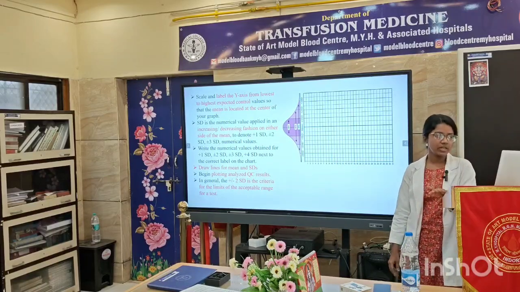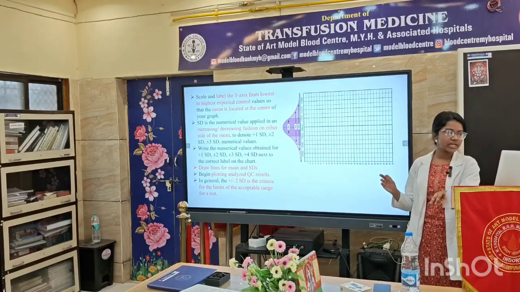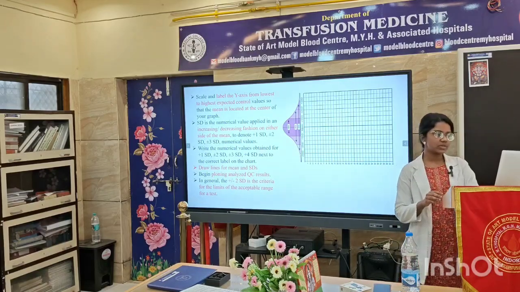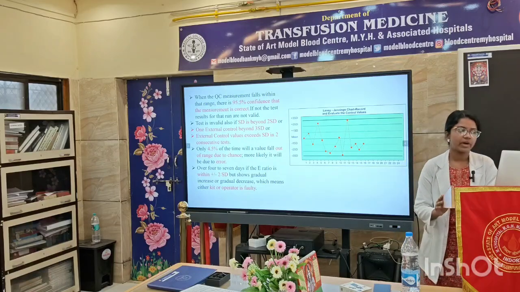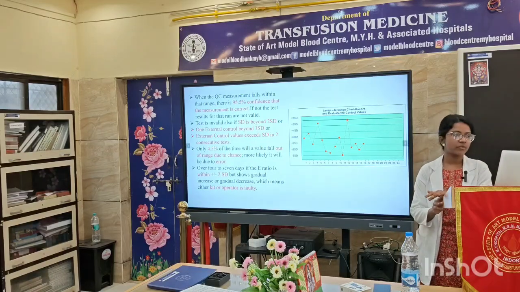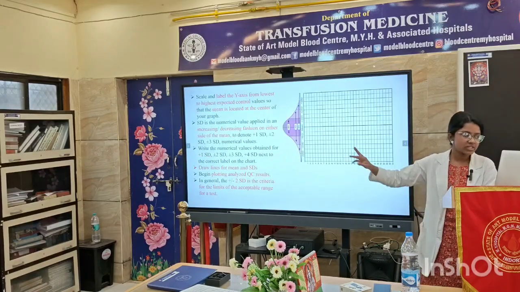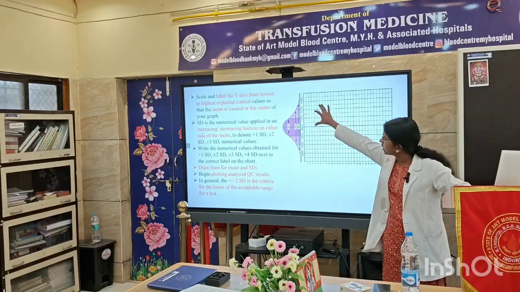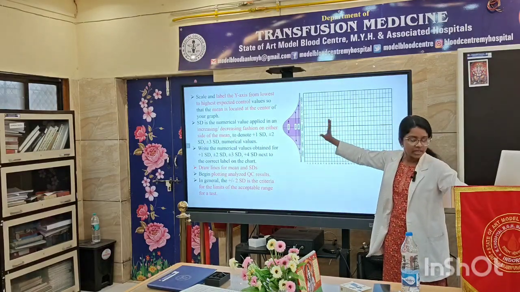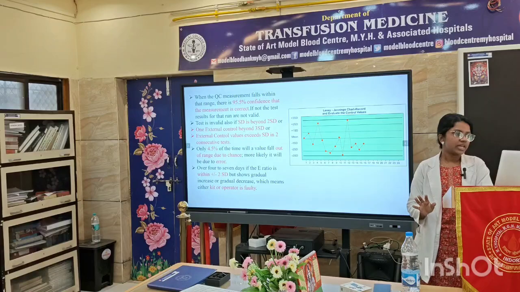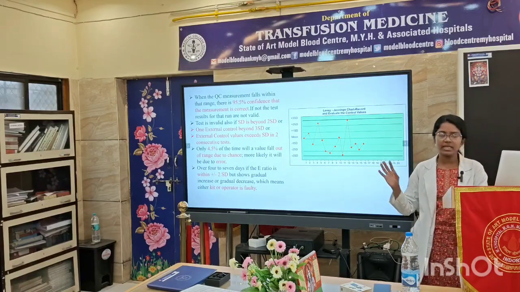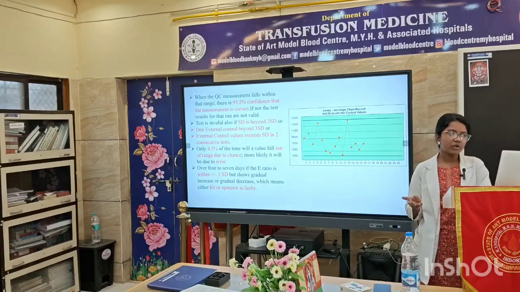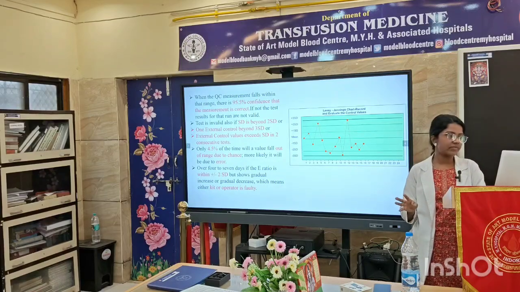So in general, the ±2 standard deviation is the criteria for the limits of acceptable range for a test. So when the QC measurement falls within that range, the range is ±2 standard deviation. If it falls between these two limits, then it is okay. Then there is a 95.5% confidence interval that the measurement is correct. If not, the test for that run is not valid.